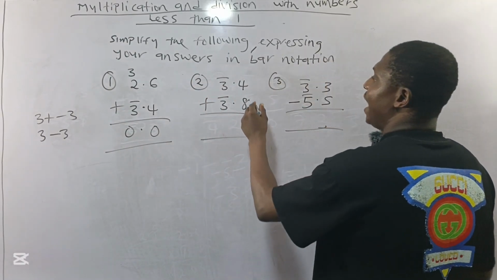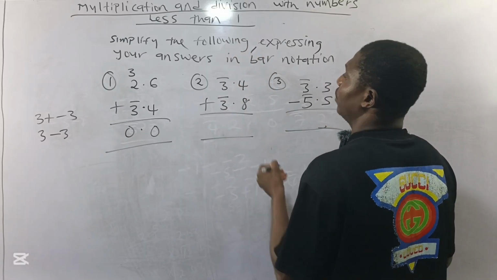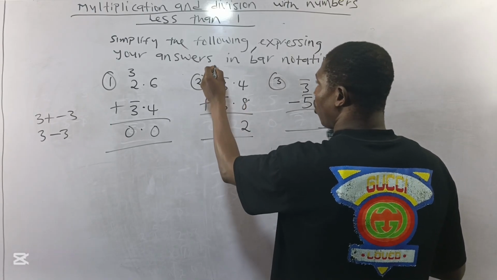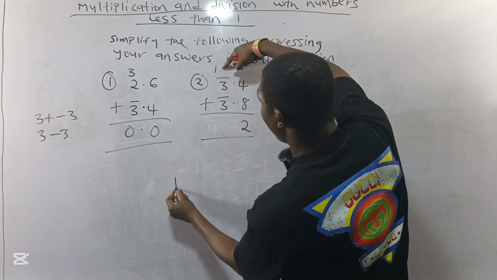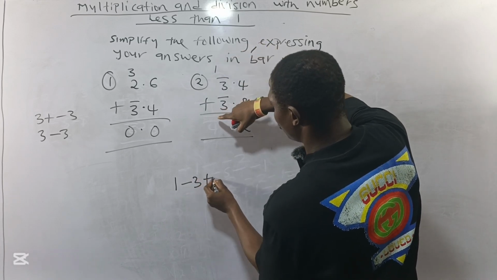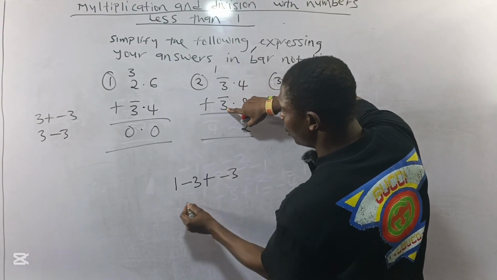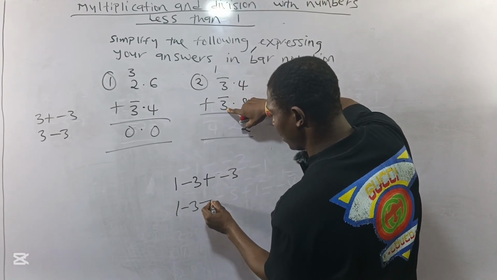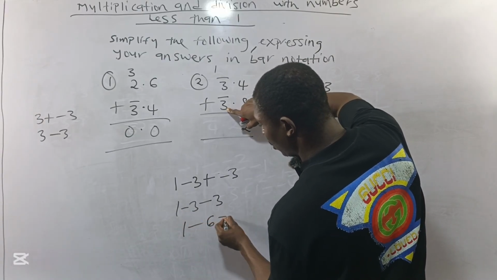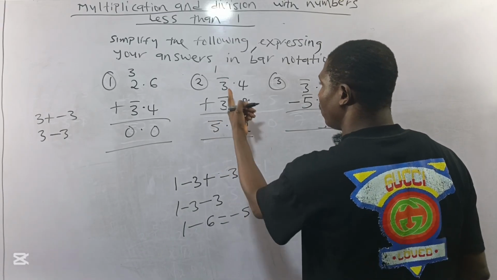For the second, I have bar 3.4 plus bar 3.8. 4 plus 8 will give me 12. I have 2, carry 1. It becomes 1 here. So I have 1 minus, which is bar 3. Bar 3 plus bar 3. And bar 3 is minus 3. So I have 1 minus 3 plus minus 3, which becomes 1 minus 6, which will give me minus 5, which is the same as bar 5. So I have bar 5.2 for this.